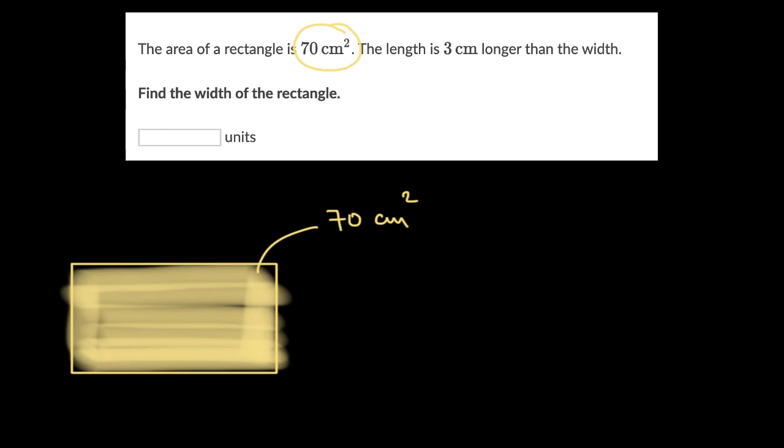So let us assume that the width is w centimeters long. Now the length is 3 centimeter longer than the width, 3 centimeter more than the width. That is, width plus 3 would be equal to length of this rectangle. And this is how you interpreted the second statement into a mathematical expression. That is, for this rectangle, this would be our width and the length here would be equal to 3 plus w.